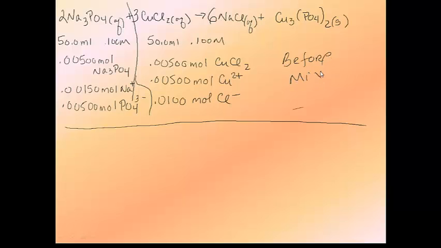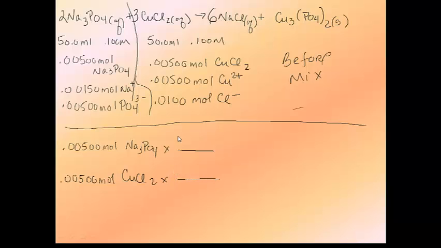This is my information. What I'm going to do now is my limiting excess problem, and I have 0.00500 moles of compound number 1, which is the sodium phosphate, and I have 0.00500 moles of reactant number 2, which is the copper chloride. What I'm going to do here is figure out which one of these reactants makes the least amount.